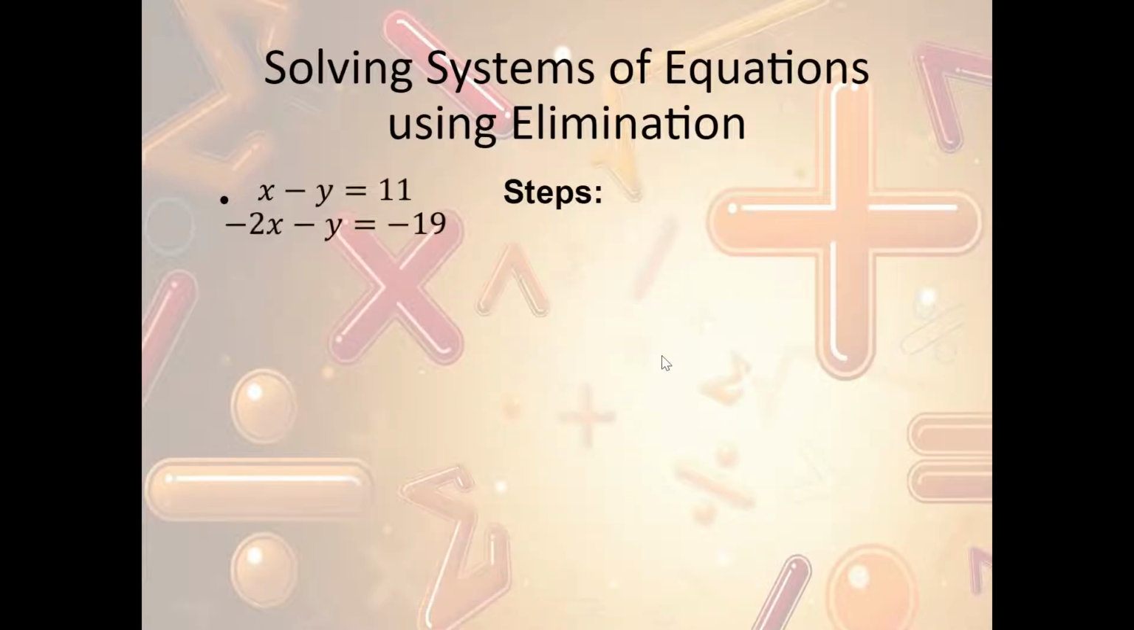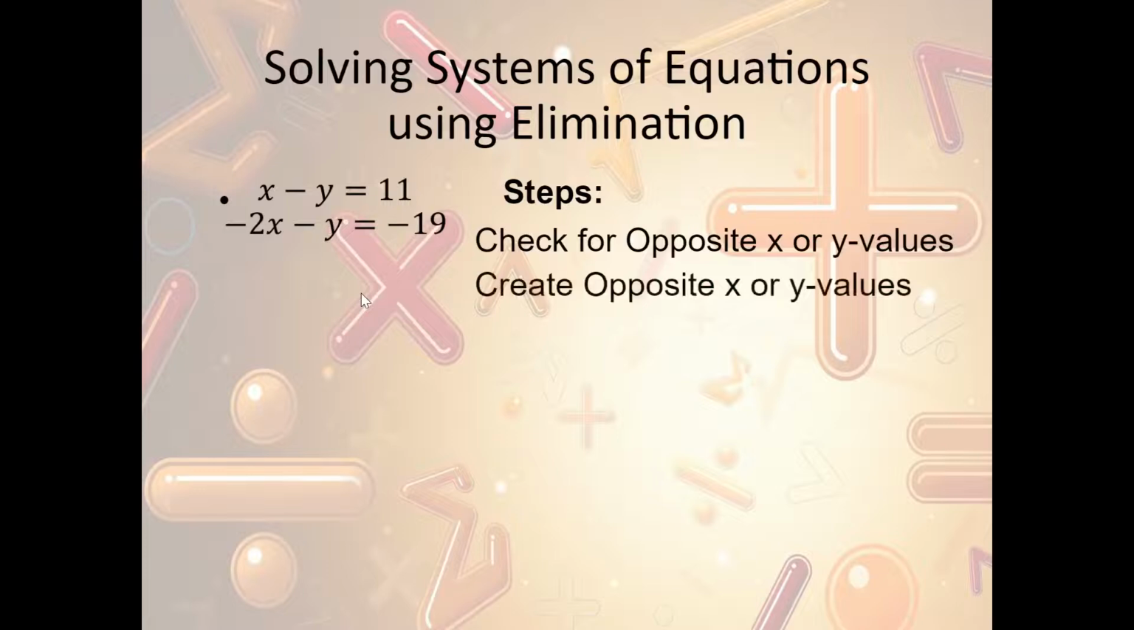Now let's take a look at another example. We're going to check for opposite x values or y values. We have a positive 1 and a negative 2. Well, they have opposite signs but not opposite values. We have a negative 1 and a negative 1. So again, we don't have opposite values. If we don't have opposite values, we're in trouble. So what we need to do is create opposite values. We need to multiply either one or both of the equations by some number to get opposite values.